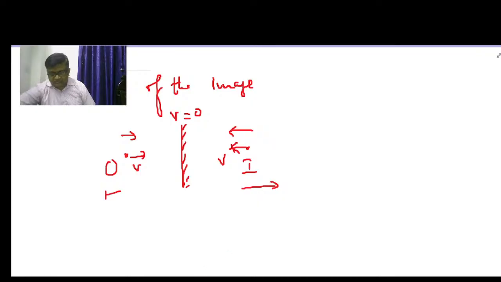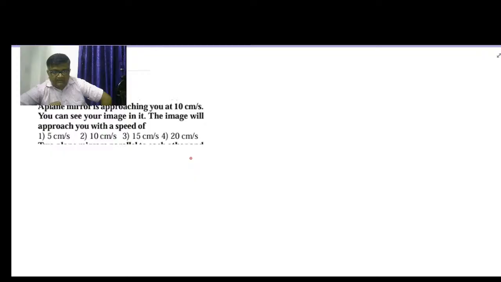With this concept, actually, we can solve one problem. The problem goes like this. A plane mirror is approaching you at 10 centimeter per second, you can see your image in it. The image will also be approaching with the speed of 10 centimeter per second. Now, why are we saying that? What is the reason actually?